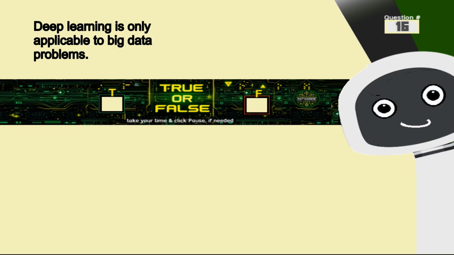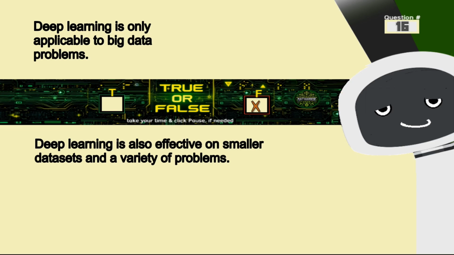True or false? Deep learning is only applicable to big data problems. That is false. Deep learning is also effective on smaller databases and a variety of problems and platforms.